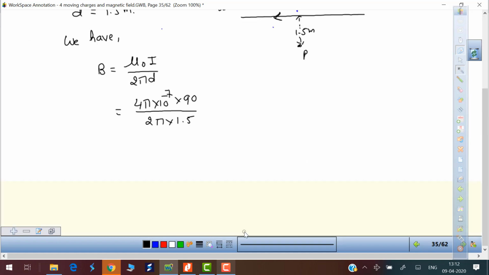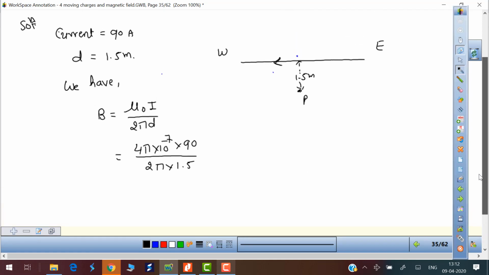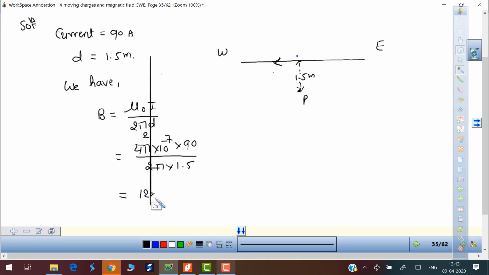So 2 pi is cancelled over here. So this is 15, so it becomes 120 into 10 raised to minus 7. So this is 1.2 into 10 raised to minus 5 Tesla. This is the magnitude at this point. Now we find the direction.